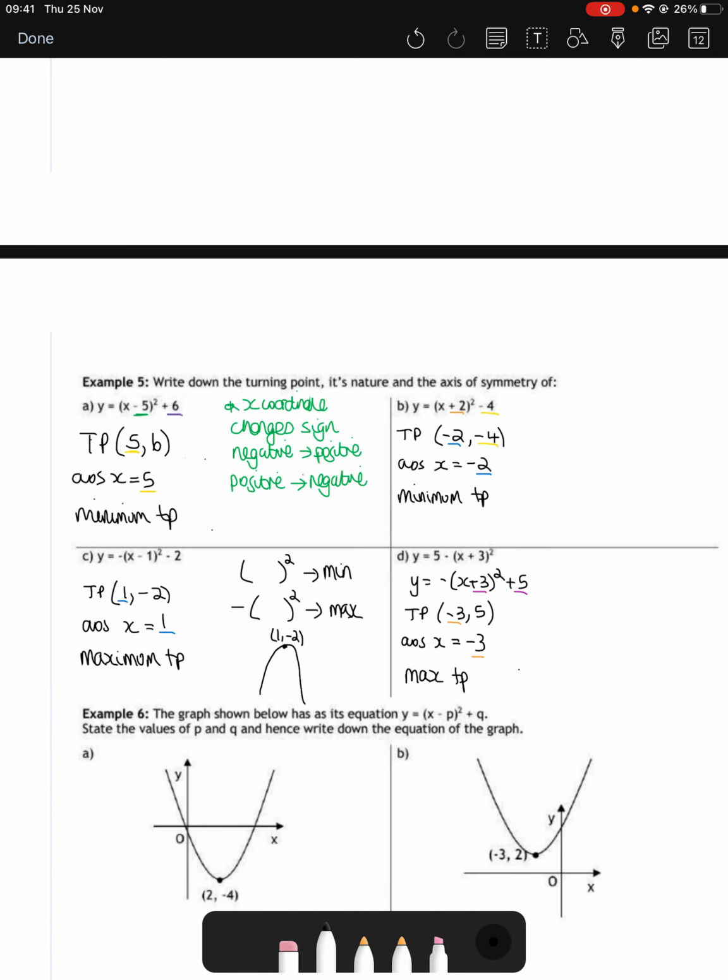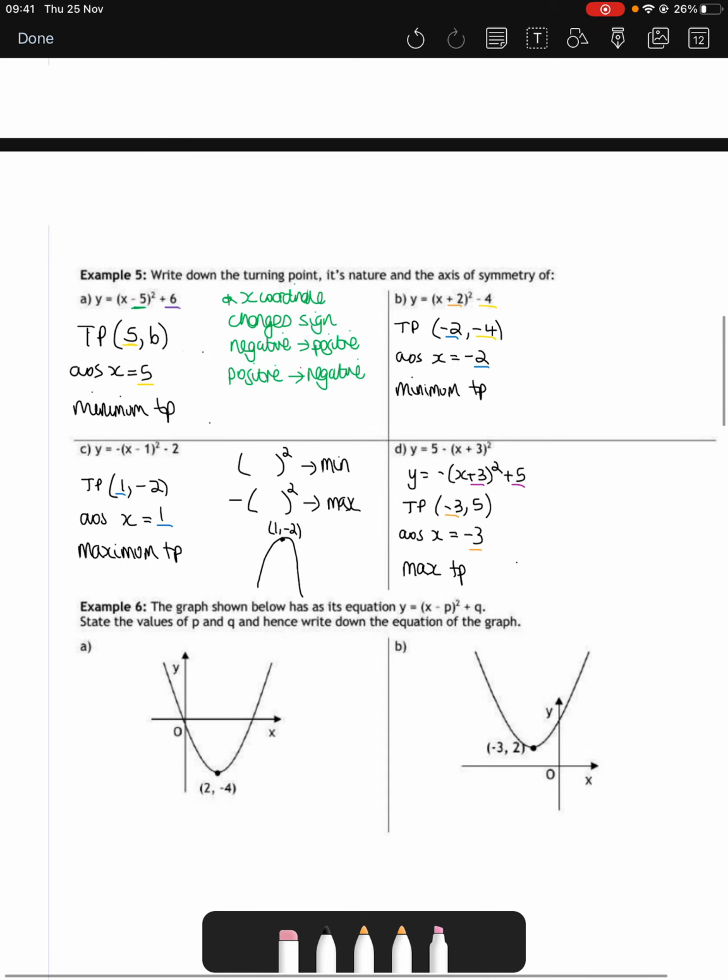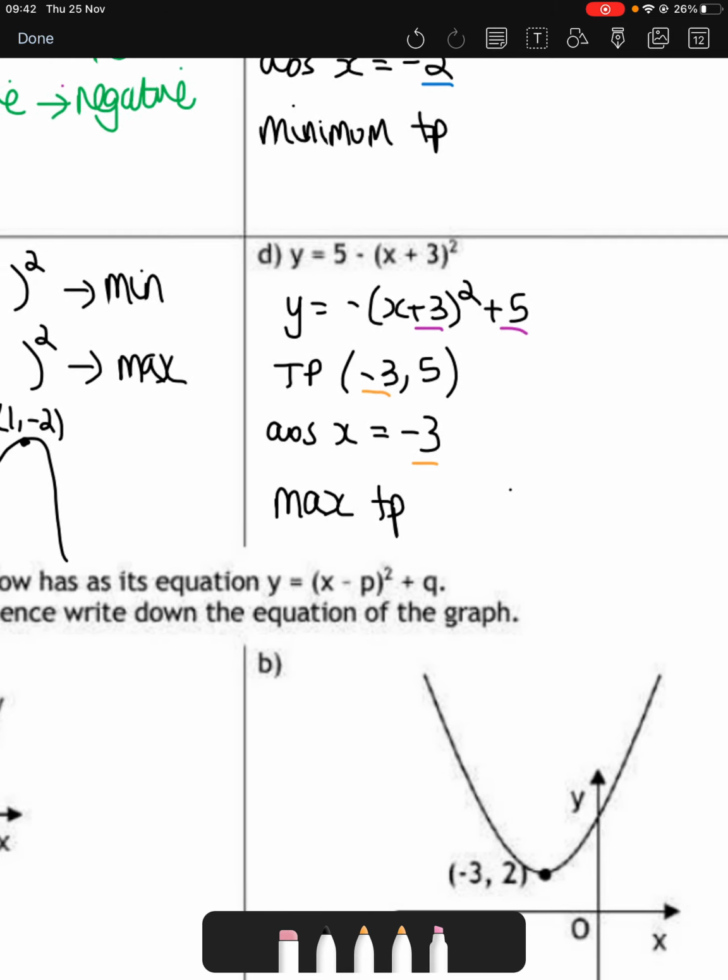So a screenshot of this, I put it on Teams as well. You're going to work through examples similar to this example 5, basically, today. So I'm going to give you the quadratic in this form, which is called completed square form. So basically it's something squared, plus or minus a number. And you're going to write down basically these 3 bits of information like I've done. So turning point, axis of symmetry, and if it's a max or minimum. So almost think of it as like 3 bullet points that you're doing for each question.